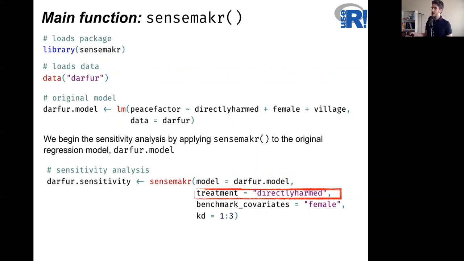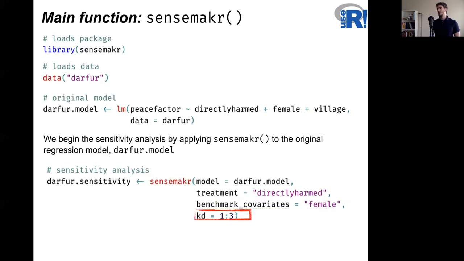Second, we need to tell sensemakr what the treatment variable is. And in our case, it's directly harmed. Next, we need to include the names of the covariates that will be used to bound the plausible strength of observed confounders. In this case, we put female because due to the nature of the attacks, we know there was targeting based on gender, and it is hard to imagine observed covariates as strong as gender.